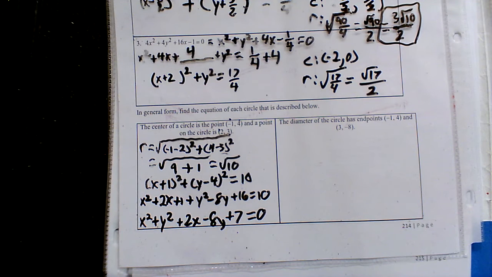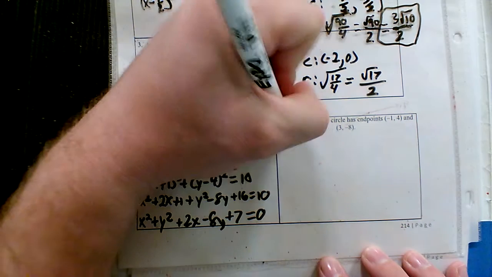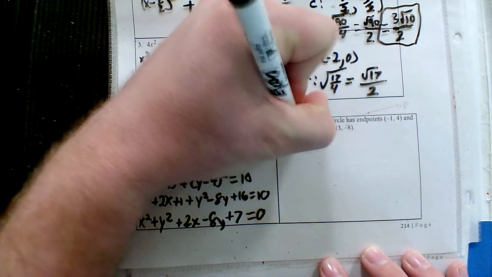So the diameter of the circle has endpoints of -1, 4 and 3, -8. So we're talking about the diameter now. So the diameter is twice the what? The radius, twice the radius. So we know if we can find the distance of the diameter, we would be able to find the radius, but we also don't know what at this point. The center. So let's try to find that first, the center of the circle.